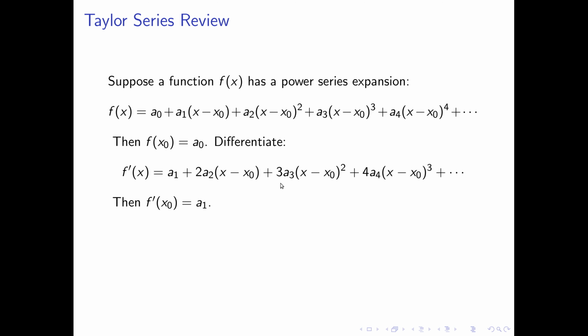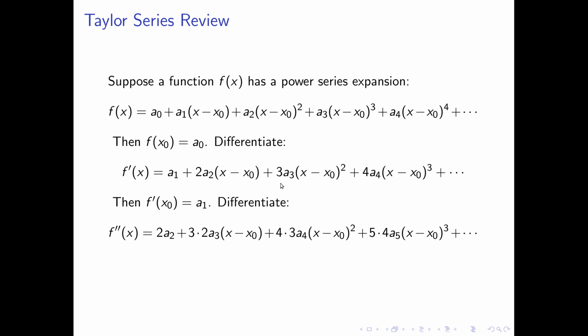Good. Now I differentiate again, and I'm keeping these multiplied out so that you can see what's happening. And so I get 2a2 plus 3 times 2, a3, (x minus x0), and so on and so on and so on. And so what happens when you plug in x sub 0? Now we know that a sub 2 is going to be f double prime at x0 divided by 2. And so now I've got a2 nailed down.